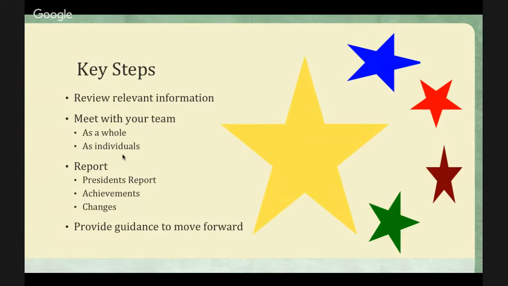Meet as a board of directors, and also meet with each individual VP or director, or even chairman of projects. Did they have something that they saw that was different from what you saw? What goals did they feel they hit, and what goals did they feel they didn't hit, and why? What can you work with them individually on as how to move forward?